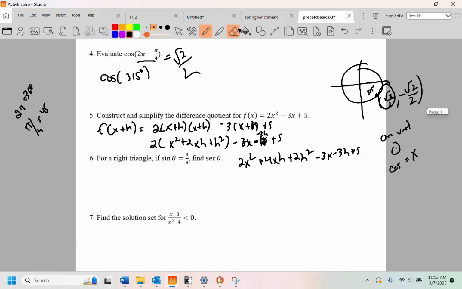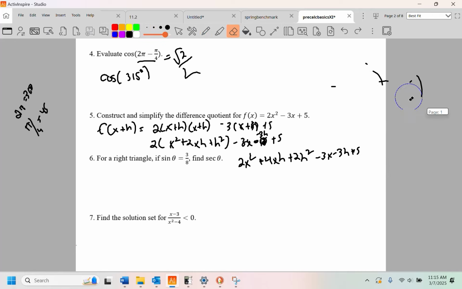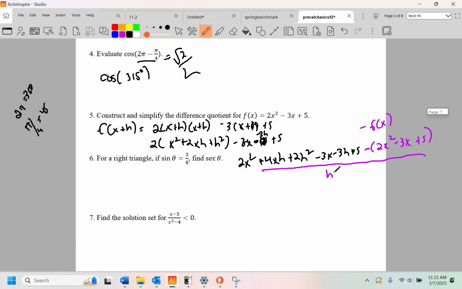All right, now, the rest of the difference quotient, and I didn't write it down, but the next thing you do is you're supposed to take away f of x. So take away 2x squared. Notice I wrapped. And it's all over h. If it exists in here, it cancels out.